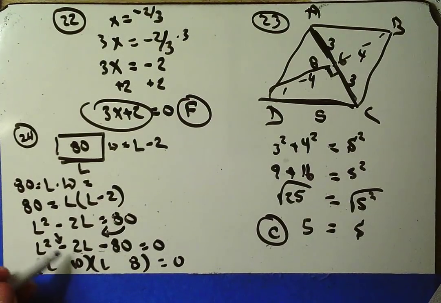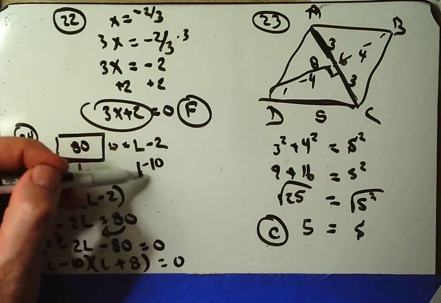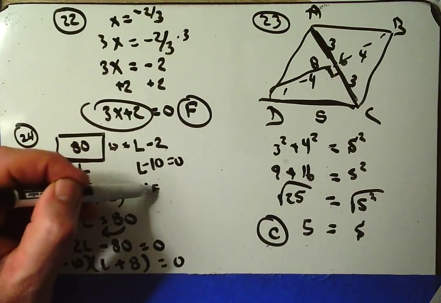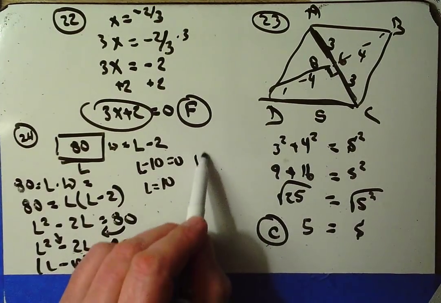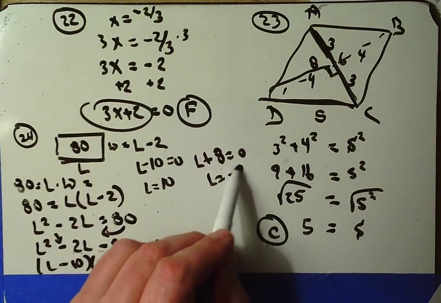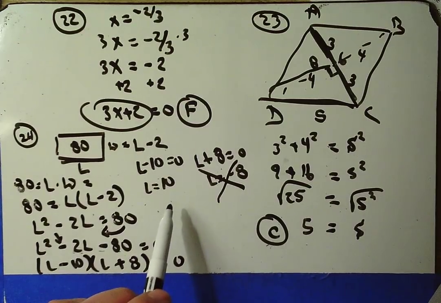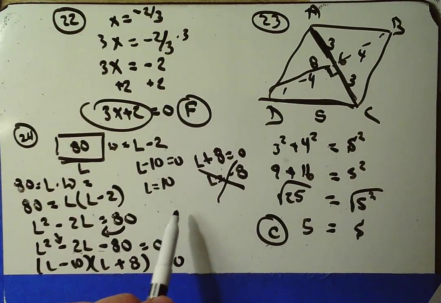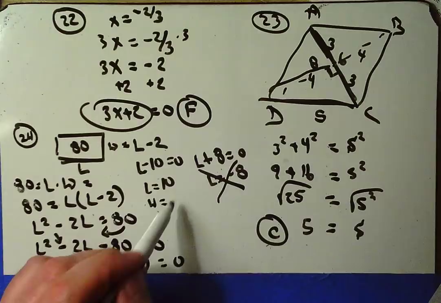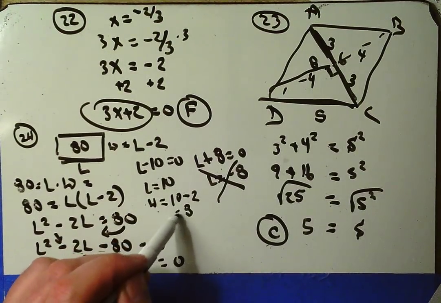Because this is minus 2, I know the bigger number has the minus and the smaller has the plus. This would give me L minus 10 equals 0, or L equals 10, and L plus 8 equals 0, or L equals negative 8. Well, I can't have a negative length, so the length of the rectangle must be 10. And what about the width? The width is L minus 2, or 10 minus 2 for 8.